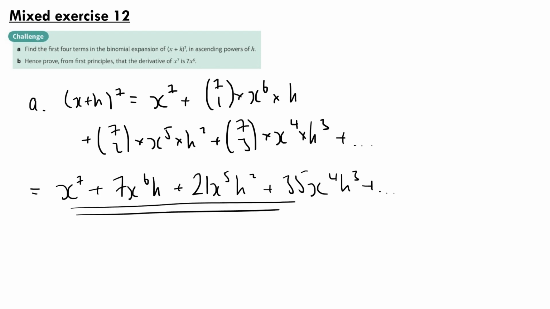And part B says, hence prove from first principles that the derivative of x to the power 7 is 7x to the power 6. Okay, so our formula for differentiation from first principles is f'(x) is equal to the limit as h approaches 0 of [f(x+h) minus f(x)] all over h.